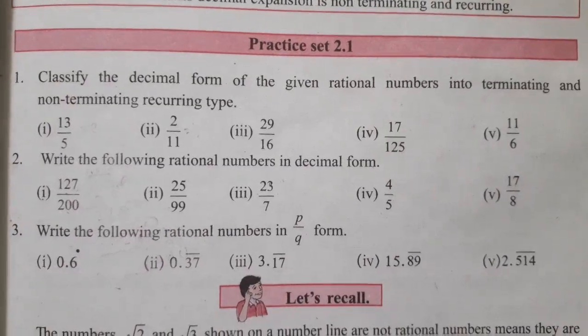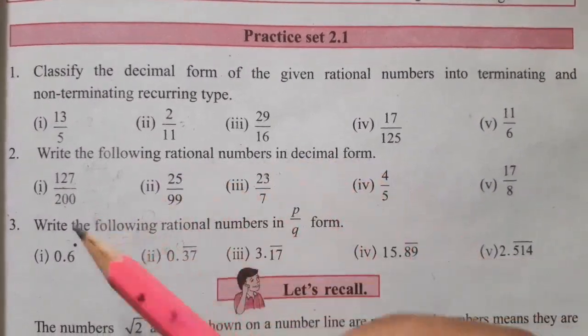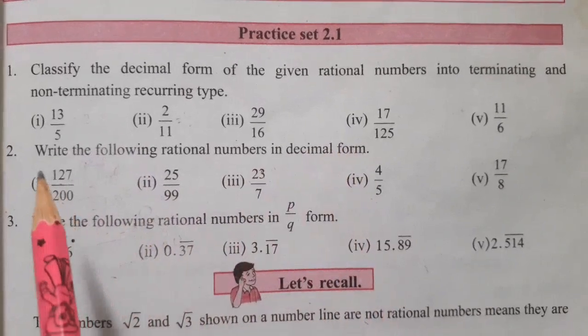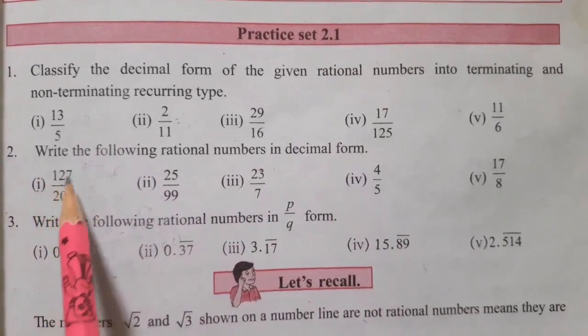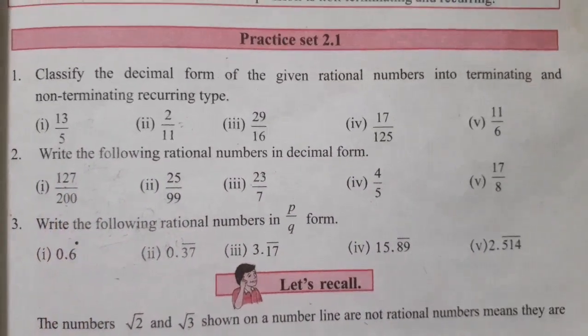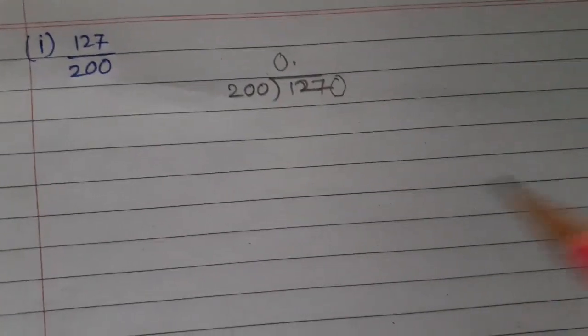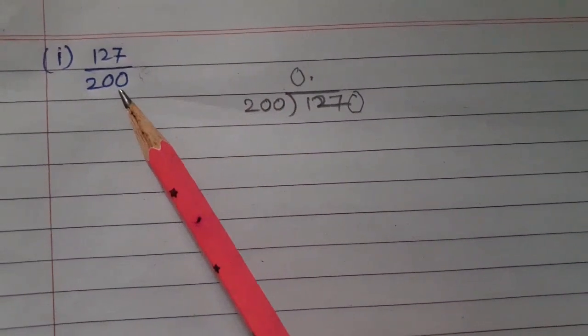Example number second, write the following rational numbers in decimal form. Some rational numbers are given and we have to write their decimal form. Subquestion first, 127 upon 200. We will solve it by actual division process. Here numerator is 127 and denominator is 200.